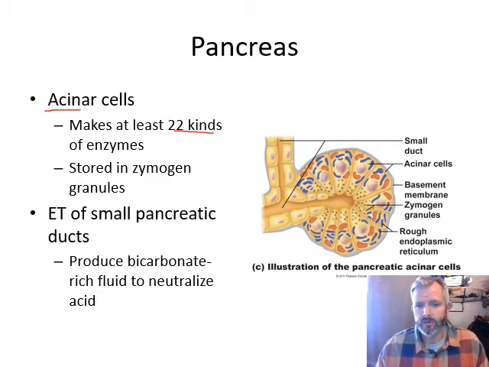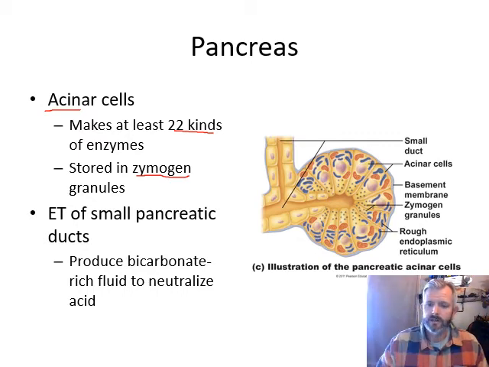Okay, and they are stored as zymogens. If you remember zymogens, they are inactive. They're an inactive form of that enzyme because we don't want enzymes that break down peptides or break down carbohydrates or break down lipids to be active in the cell because it will be destructive to them. So they're zymogens, they're inactive. Once they get into the lumen and get secreted, that is where they get activated.